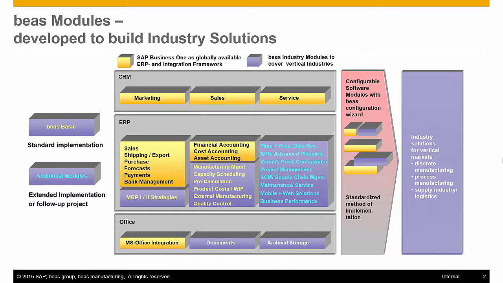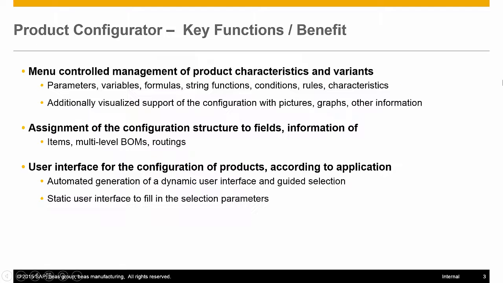Let's refresh some concepts regarding our licenses and functionality. In the introduction webinar, we explained it. We have beas Basic, which has the biggest part of our functionality, but additionally we have other modules our customers can use depending on what they need. Today we will focus on the product configurator, which provides a solution to manage variants in our business in a very efficient way. Let's talk about some of the key functions and benefits in the beas product configurator.